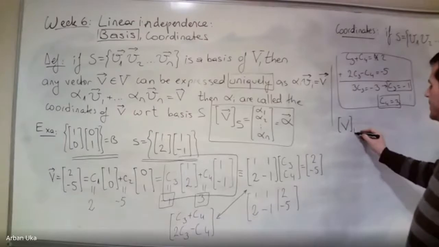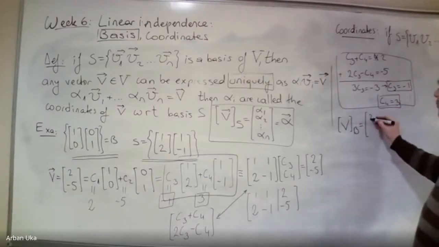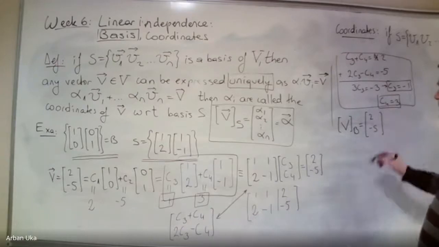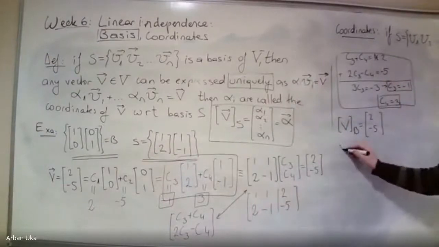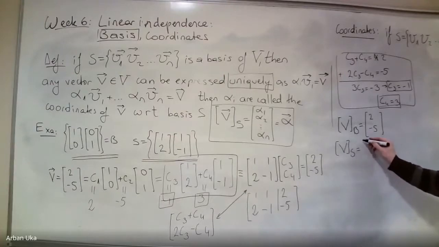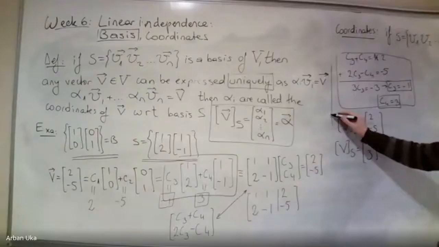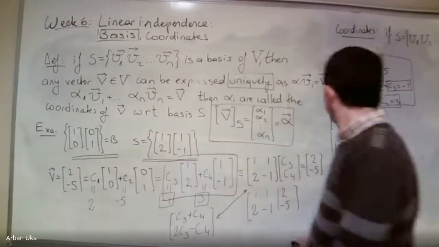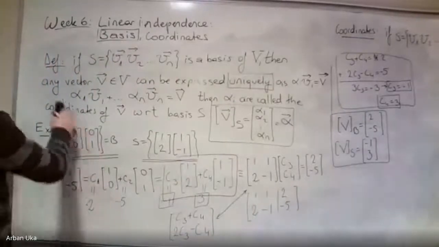What is the vector v according to basis B? This is equal to 2, minus 5. Okay, because the projection of this vector on these coordinates, this is what it is. Then we can also ask the question: what is the projection of v on basis S? What is it? Once again, 2 minus 5. No? It's -1, 3. Yes. Would you agree with this? So this is what the projection should be.